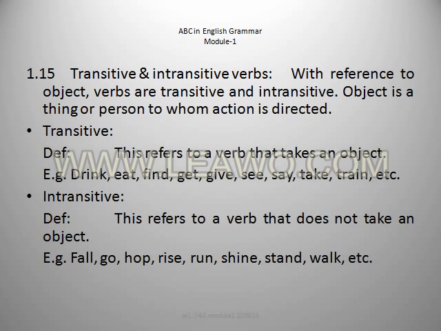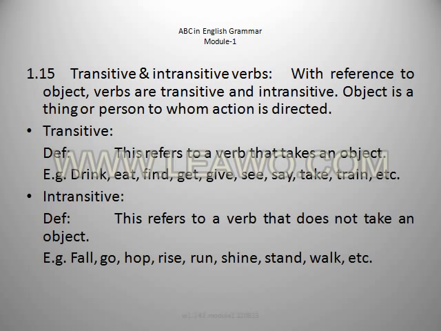Transitive and intransitive verbs. With reference to object, verbs are transitive and intransitive. Object is a thing or person to whom the action is directed. Transitive verb. This refers to a verb that takes an object. Example, drink, eat, find, etc.